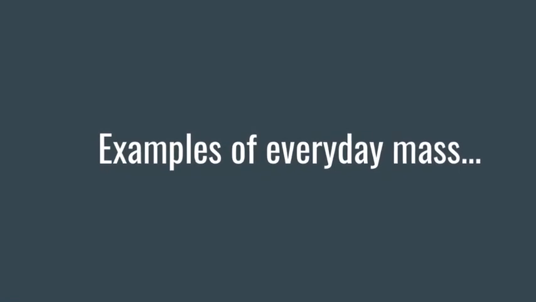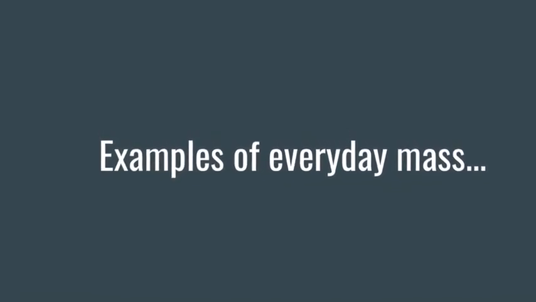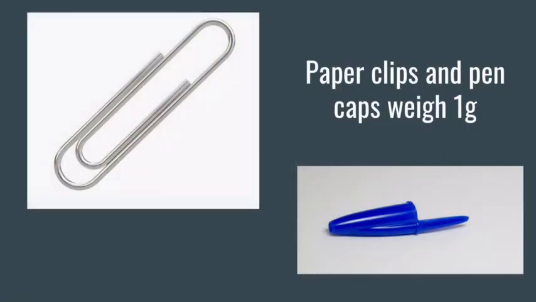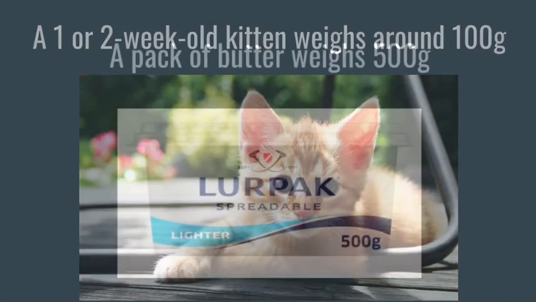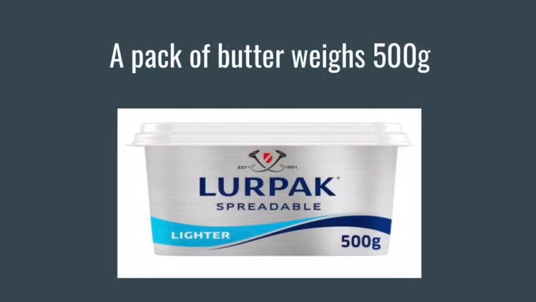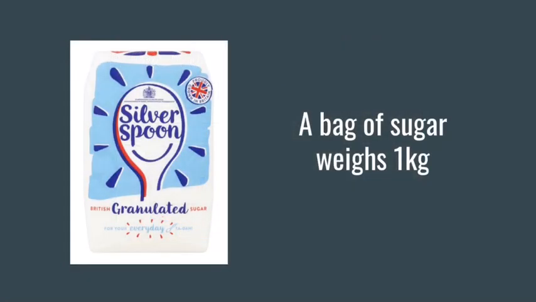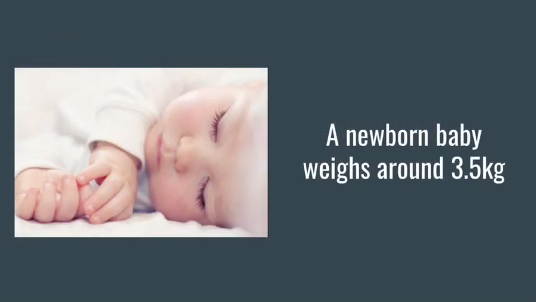Here are some examples of everyday mass. Paper clips and pen caps weigh 1 gram. A 1 or 2 week old kitten would weigh around 100 grams. A pack of butter that looks like this would weigh 500 grams. A bag of sugar weighs 1 kilogram. A newborn baby would weigh around 3.5 kilograms.